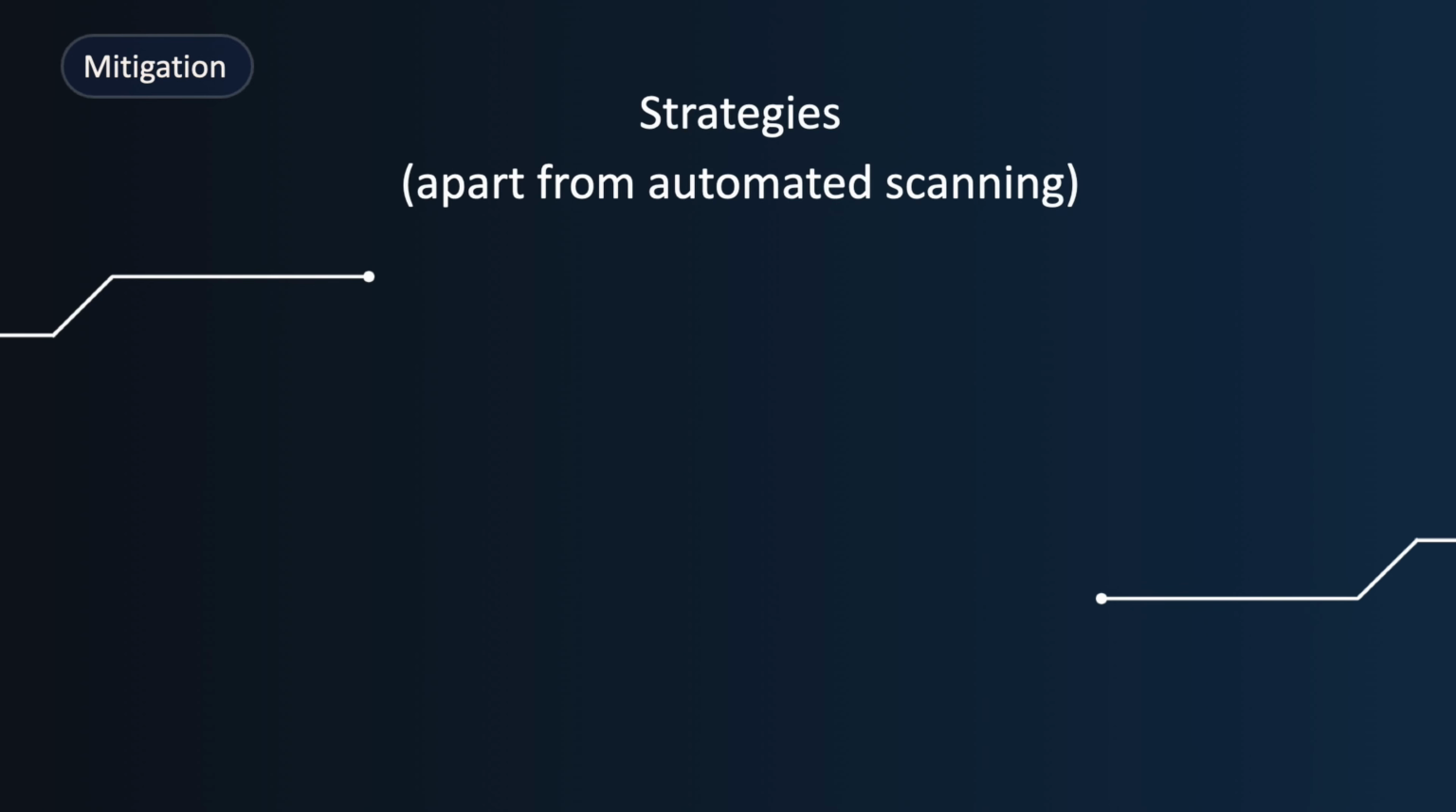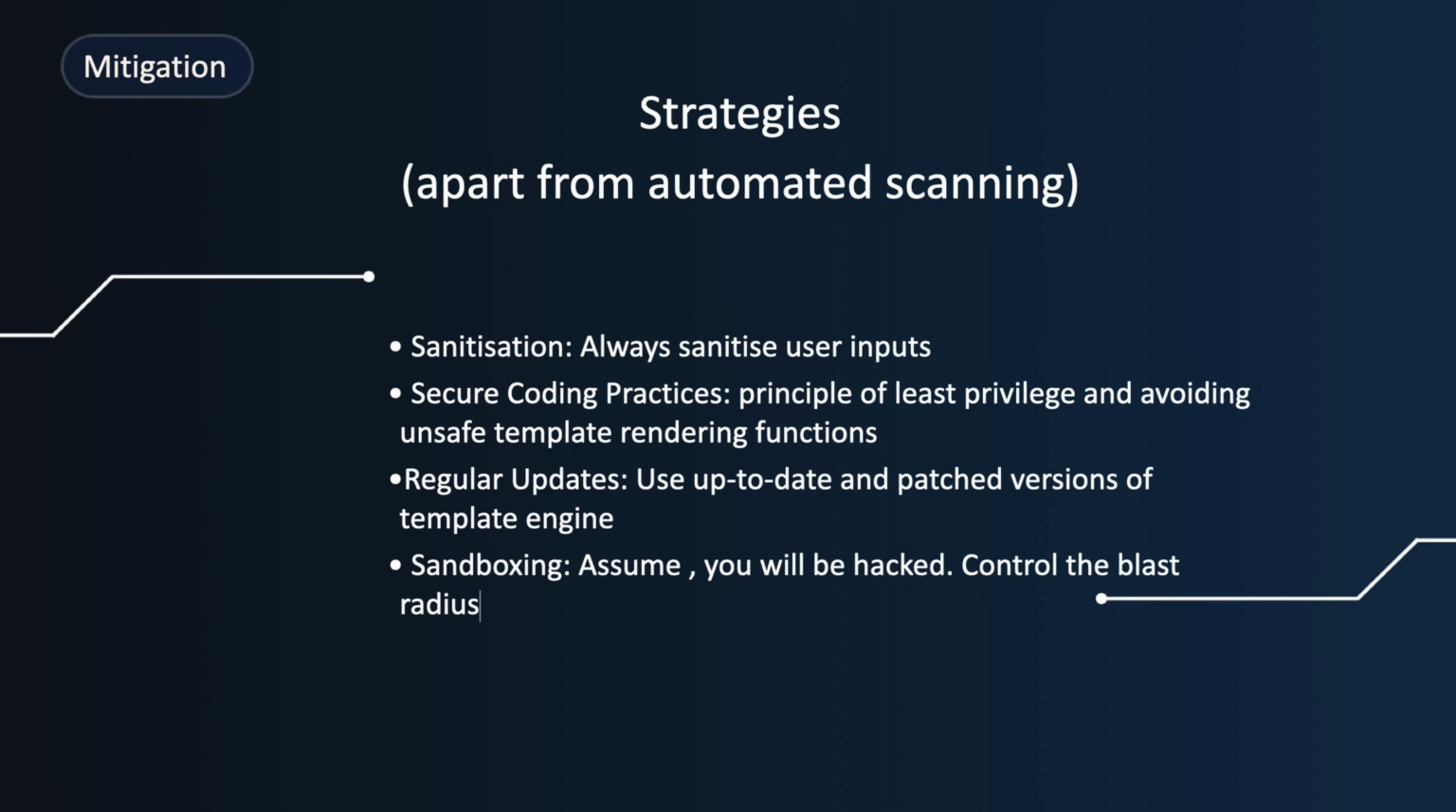But what other mitigation strategies can one use in order to avoid server-side template injection? So apart from all the scanning that every organization is doing, including static application security testing, dynamic application security testing, and software composition analysis, you should also take care of these 4 major points in order to avoid server-side template injection. First and foremost, input sanitization and validation. You should always properly sanitize and validate all user inputs before rendering the template to prevent code injection.